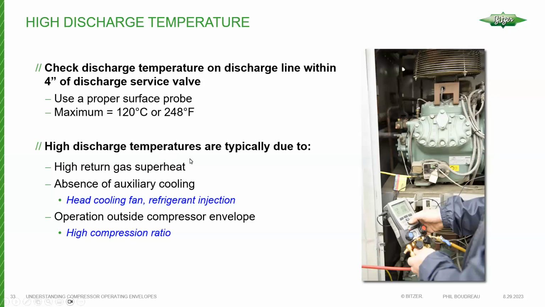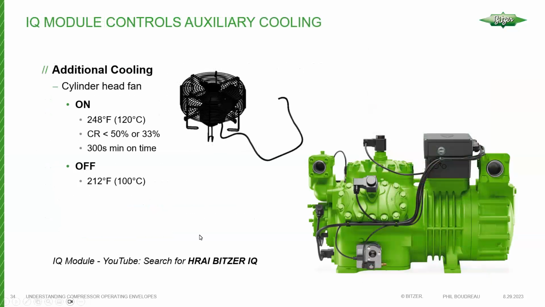High discharge temps are usually due to high return gas superheats, the absence of auxiliary cooling, for example, a head cooling fan or refrigerant injection. Operating at high compression ratios, as I mentioned before, will also contribute to high discharge temperatures. Throughout the life of a compressor, as a compressor wears, discharge temperature will increase as well.